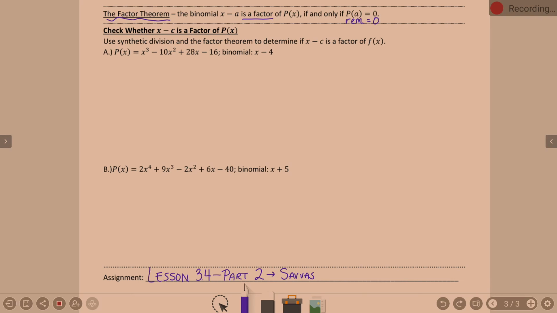So your questions in this type of scenario say use synthetic division and the factor theorem to determine if x minus c is a factor of f of x.